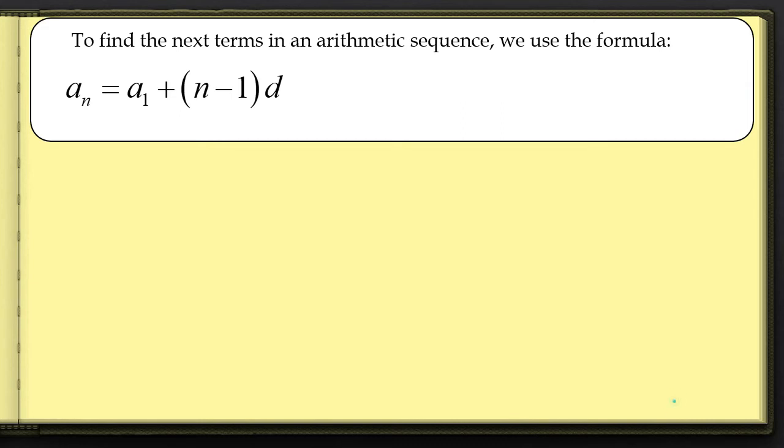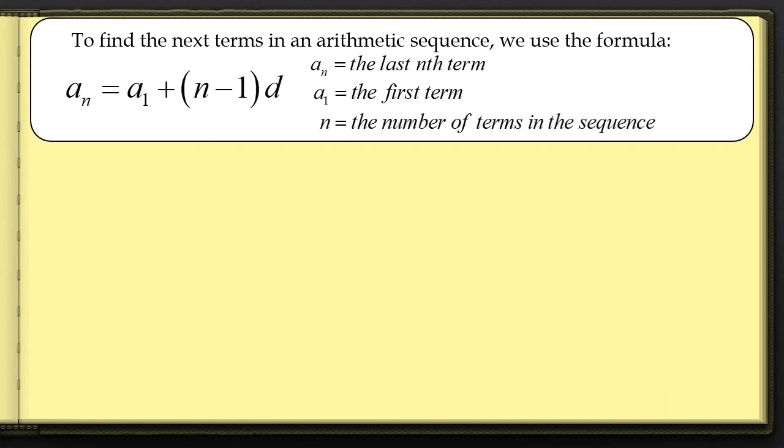A sub n represents the last nth term or any term in the sequence. Madalas ito yung hinahanap na value. A sub 1 is the first term, n is the number of terms in the sequence, and mostly also relative to the value of n in a sub n. D is the common difference. Natutunan na natin kanina kung paano ito hinahanap.